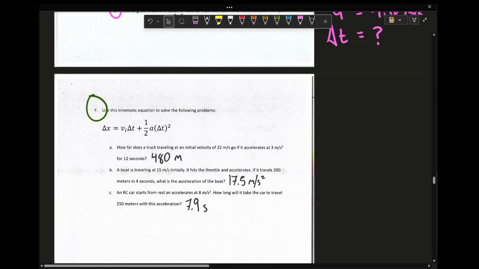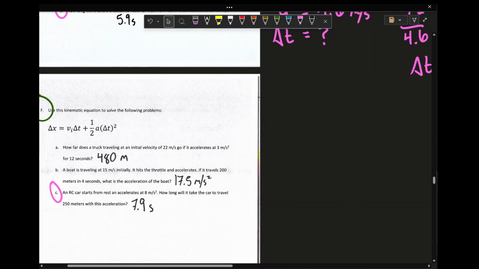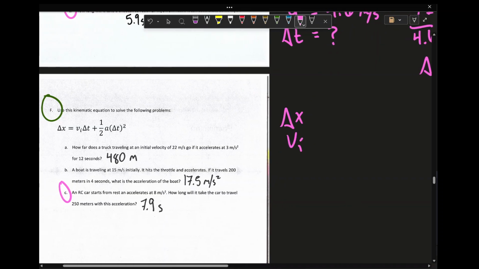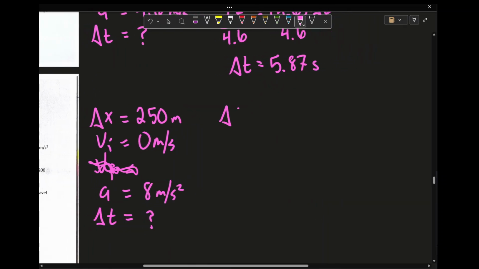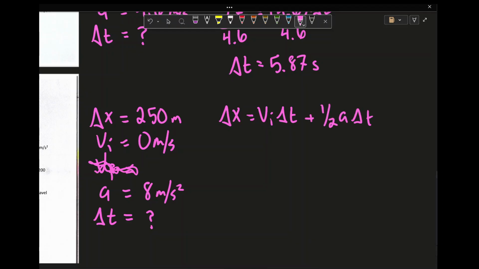This one is the gross one. I'll do C. So it's the same sort of start, right? So it's delta x, VI, VF, A, and delta t. What do we got? We have, starts from rest, that's 0 meters per second for our initial velocity, accelerates at 8 meters per second squared. How long will it take the car to travel a displacement of 250 meters? Delta t is our question mark. We don't have VF, we don't need VF, so we don't care. The equation delta x equals VI delta t plus 1/2 A delta t squared.